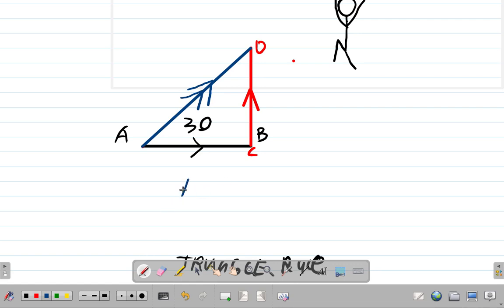So in this case, AB plus CD is equal to AD. I must put my arrows over these. So, you see what's going on here now. This is what is called the triangle rule.